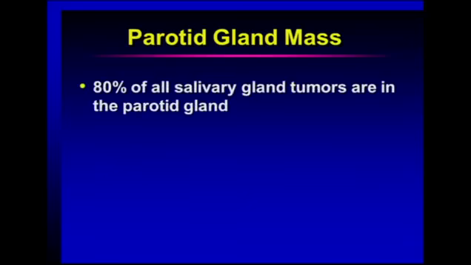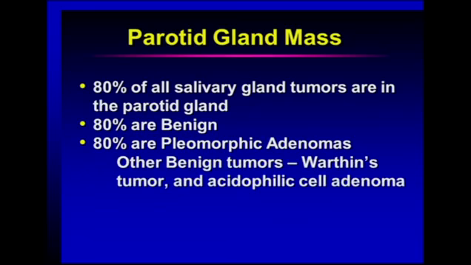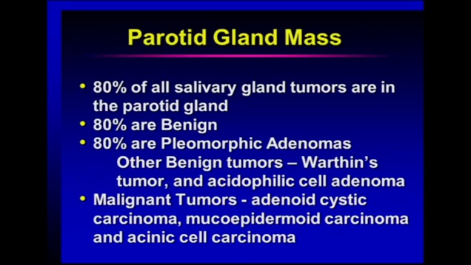If one develops a mass in the parotid gland, 80% of all salivary gland tumors are located within this gland. Of those, fortunately, 80% are benign, and of those, 80% are pleomorphic adenomas. There are other types of benign tumors. There are other malignant tumors that can arise within the gland as well.